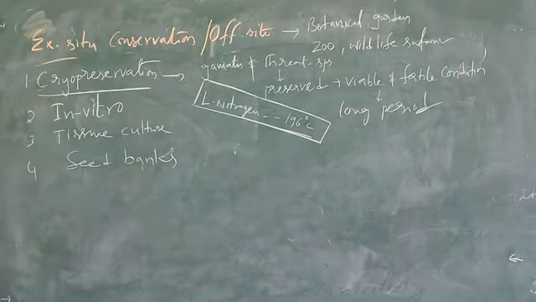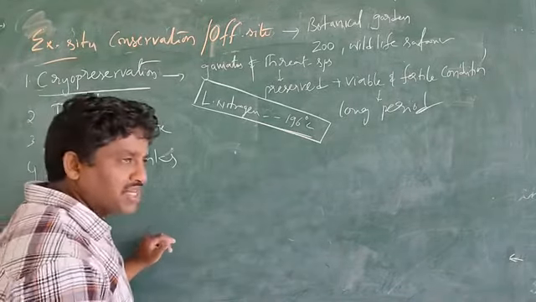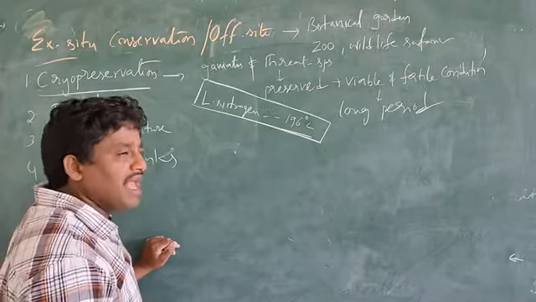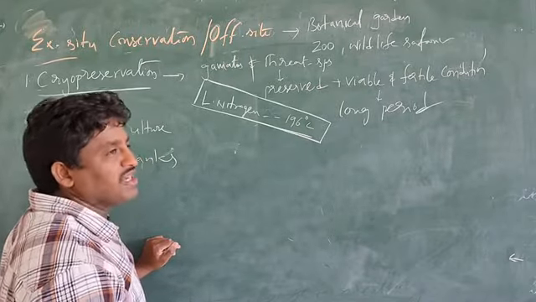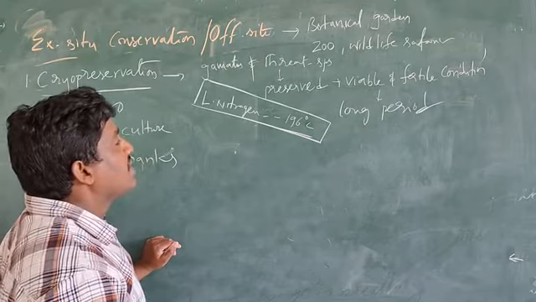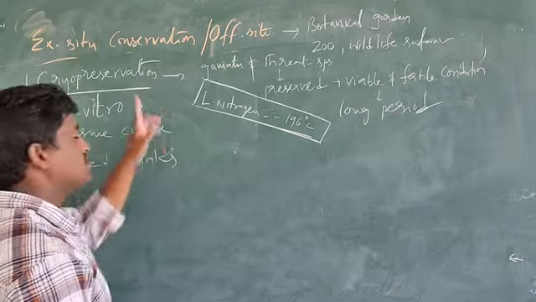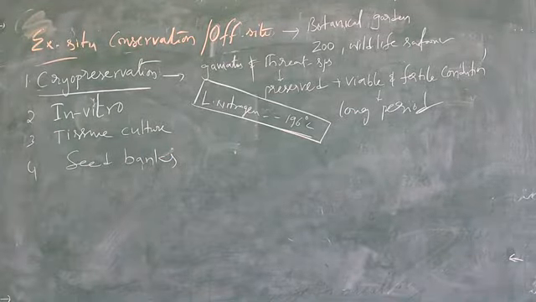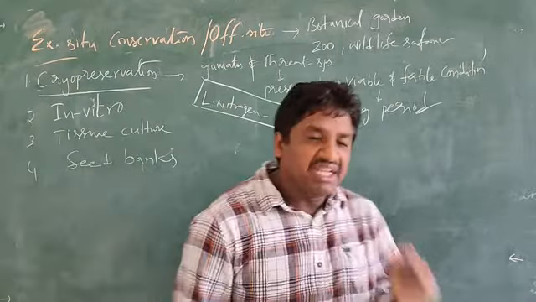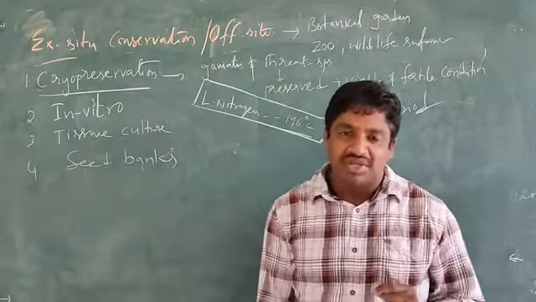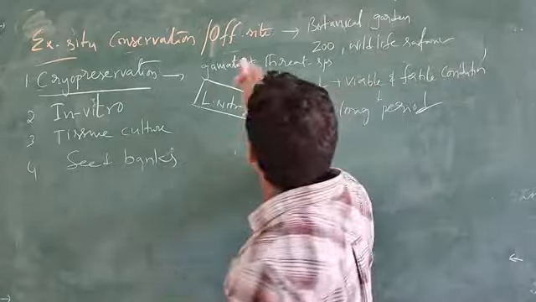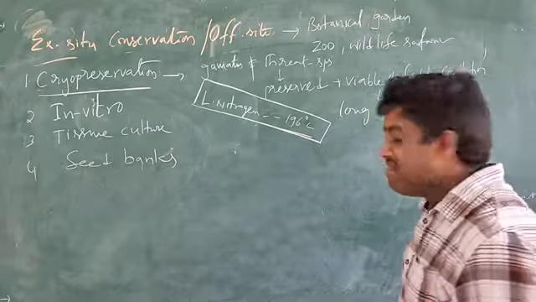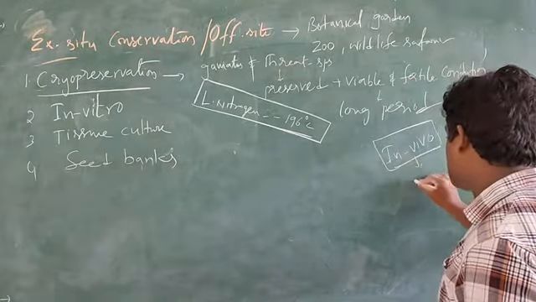One more point on cryopreservation: male gametes, female gametes, anthers, or any part of the plant can be preserved in liquid nitrogen at minus 190 degrees centigrade. Next, in vitro. In vitro means lab condition. In vivo means natural condition.